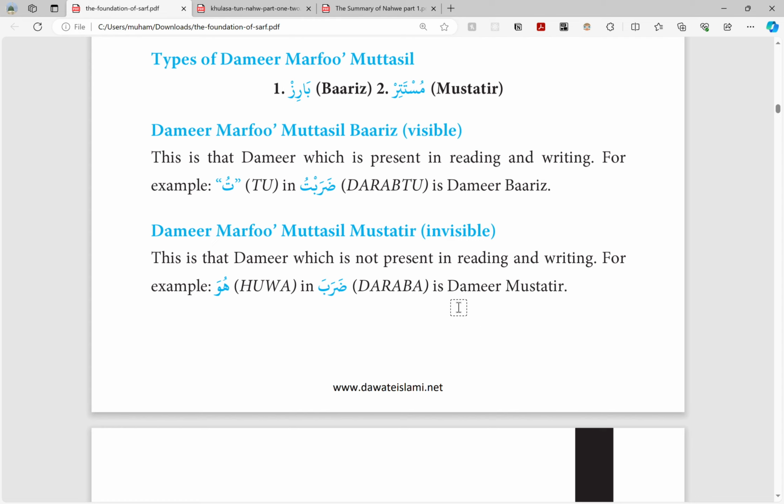And with the invisible zamir, we see it's daraba. It has a huwa dameer hidden inside of it. We don't see huwa inside of daraba. So we will say this is a mustatir pronoun. This is invisible.